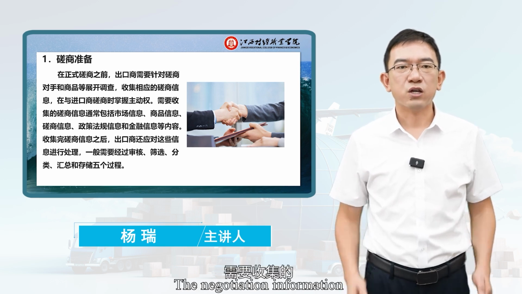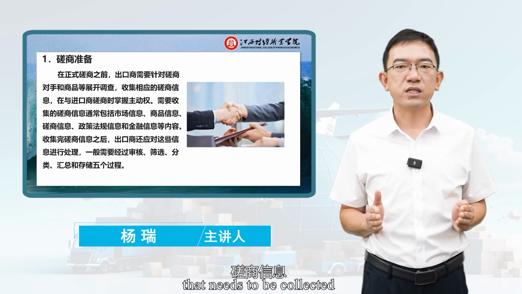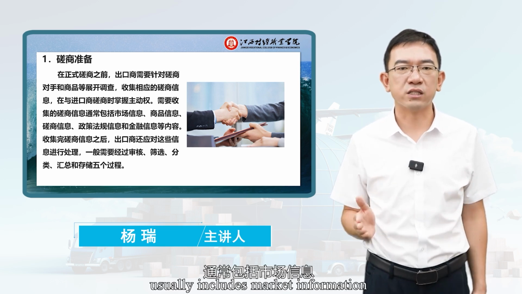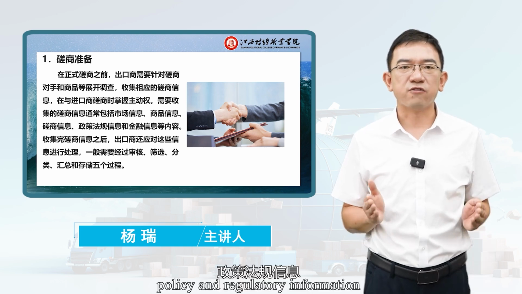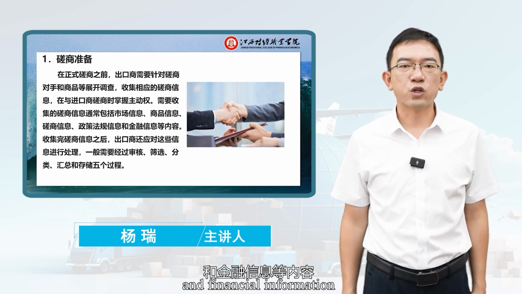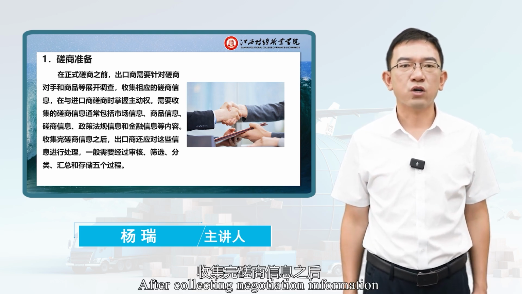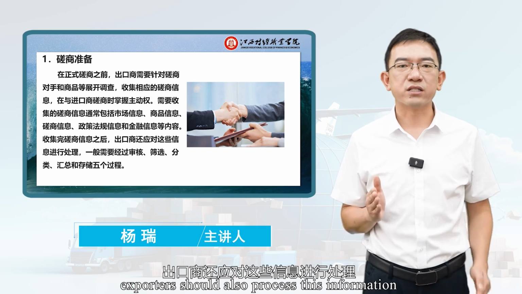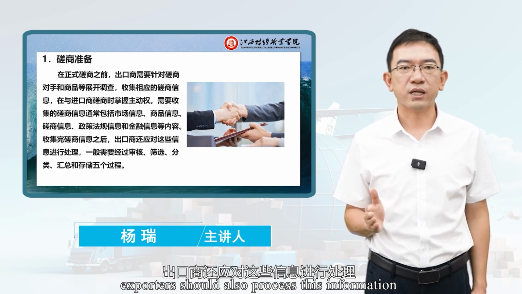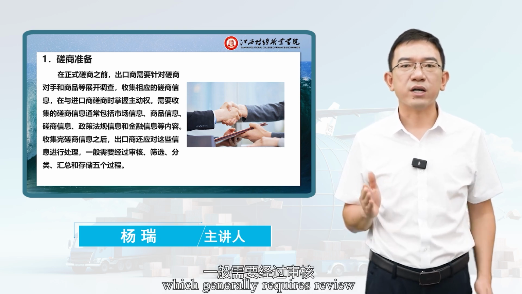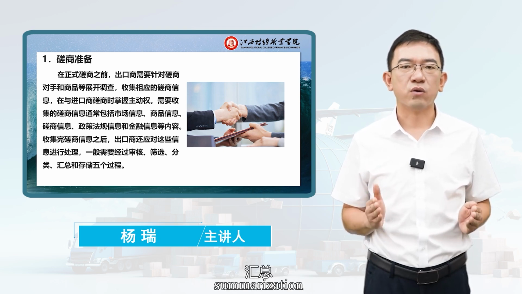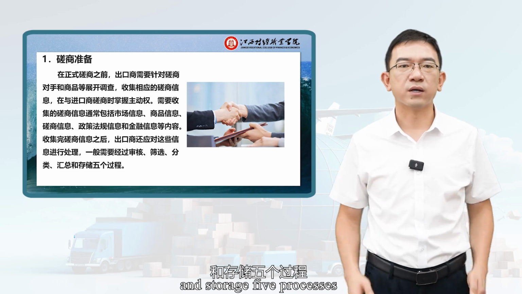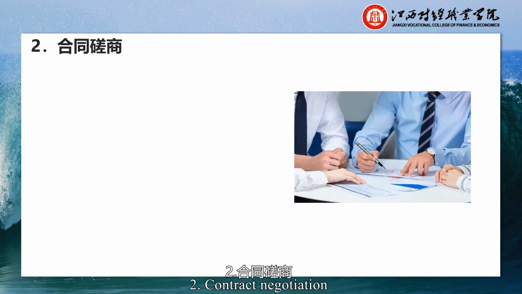The negotiation information that needs to be collected usually includes market information, product information, negotiation information, policy and regulatory information, and financial information. After collecting negotiation information, exporters should also process this information, which generally requires 5 processes: review, screening, classification, summarization, and storage.